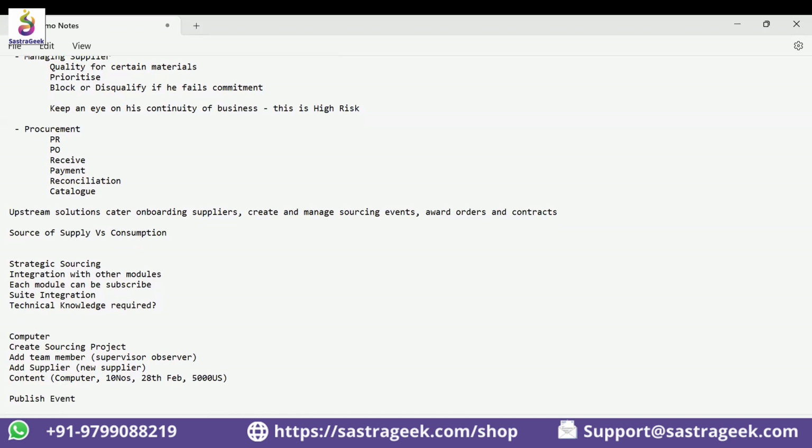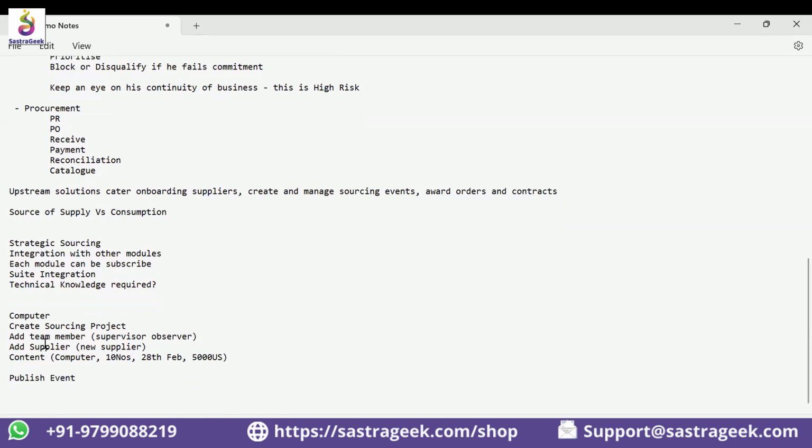Publish the event. As soon as I publish the event, whichever suppliers I have added in this list are going to get an email notification saying that your buyer has published an event, and you want to respond to the event by clicking on a link. Once they accept that link, they get into the Ariba event screen. They have to provide the response. So they will give the price. For example, one will give 5,000, one will give 5,500, etc.